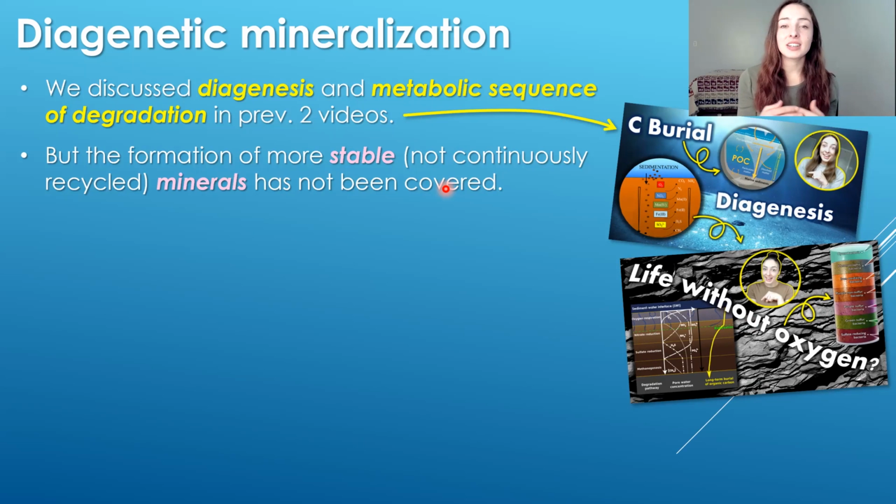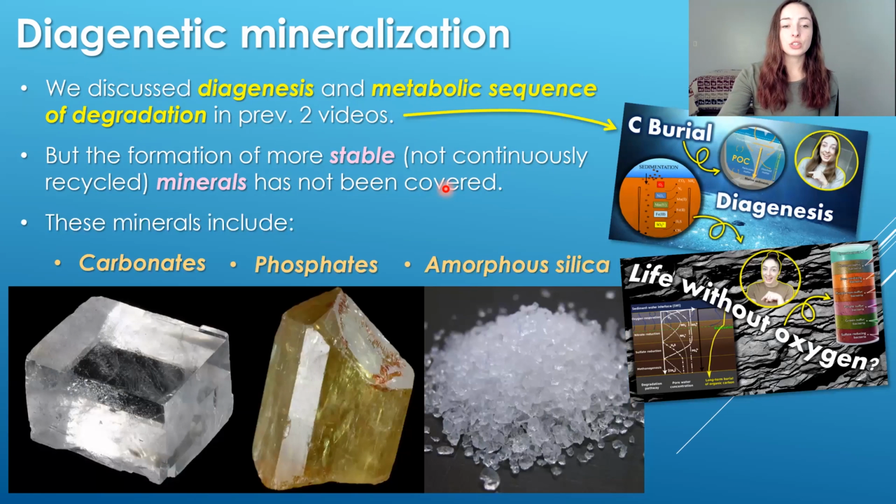But we have not discussed the formation of more stable minerals during this diagenetic and burial process. We discussed those that are continuously recycled, like oxyhydroxides and sulfides often, but we didn't really discuss those that are stable and really are often buried and preserved in association with these hydrocarbon deposits. And those include carbonates, phosphates, and amorphous silica.